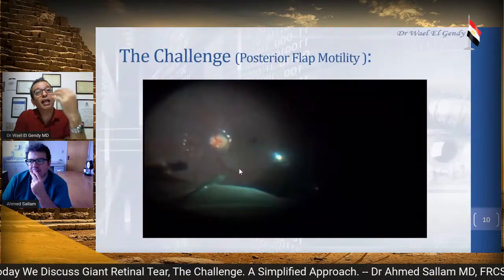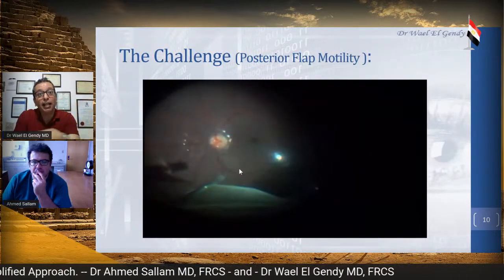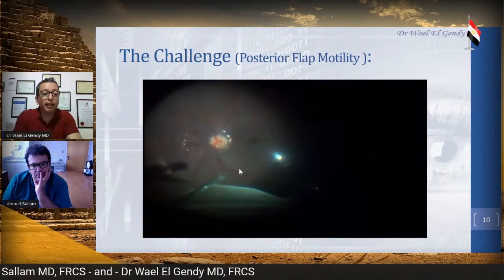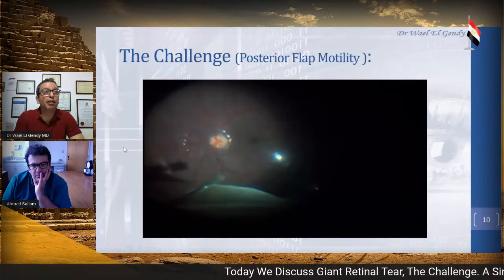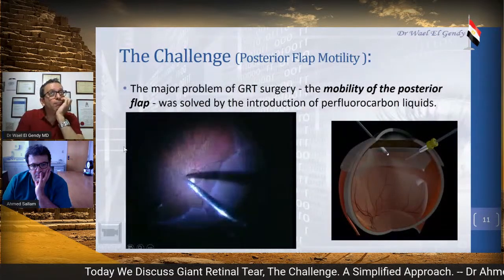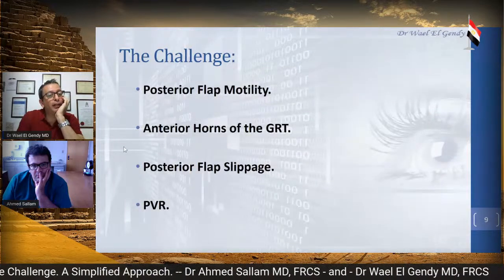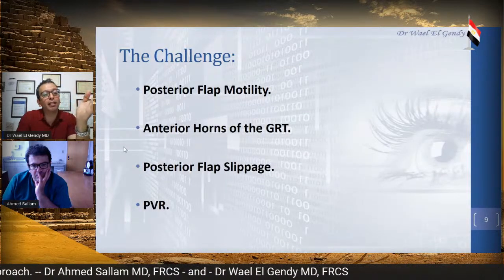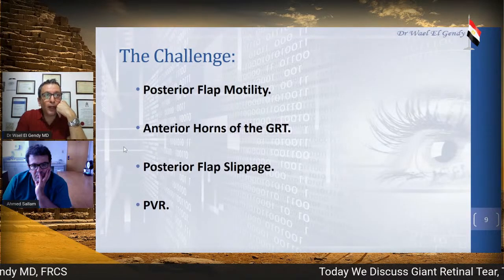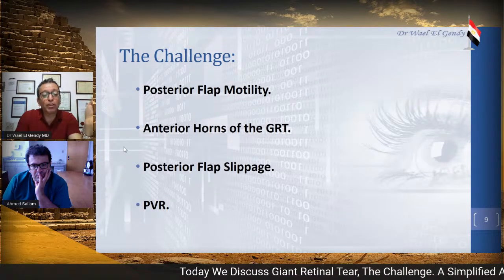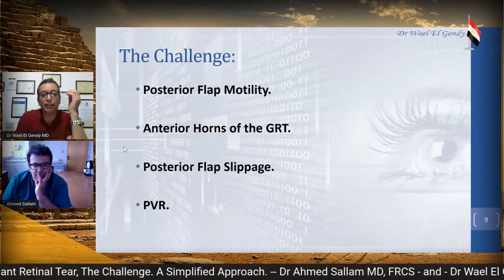So we have a lot of motility in the retina, and we have vitreous behind the retina, and a large area of exposed retinal pigment epithelium, which, as we said, is a high risk for PVR. So, the challenges that we face with the giant retinal tear, Dr. Ahmed, in your opinion, what's the most critical challenge that you feel is very challenging for you in the surgery?